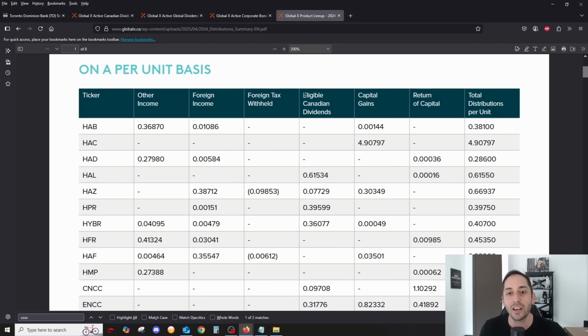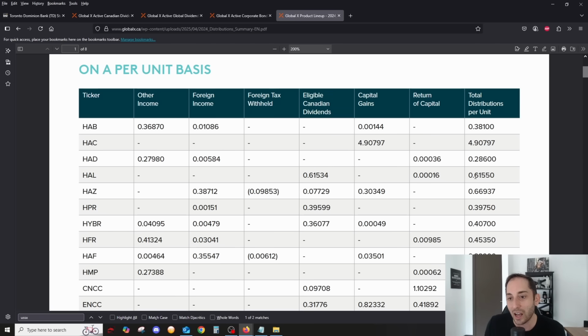And here is the Canadian eligible dividend column. There's also capital gains. There's also return of capital, and you see the total. So here's the breakdown for HAL. Now, of course, because HAL holds Canadian dividend stocks, the majority, if not all, of that distribution is going to be classified as eligible Canadian dividend. And that's pretty much what you see.